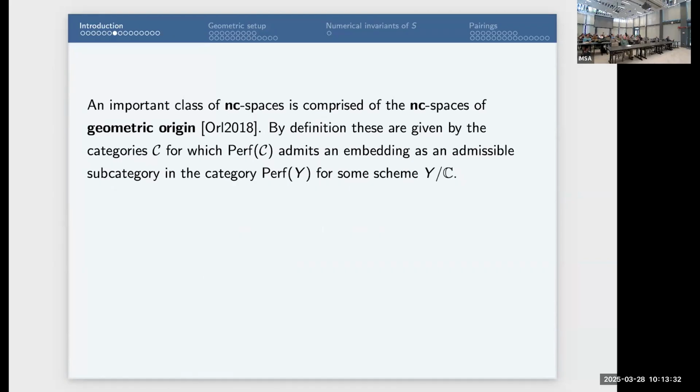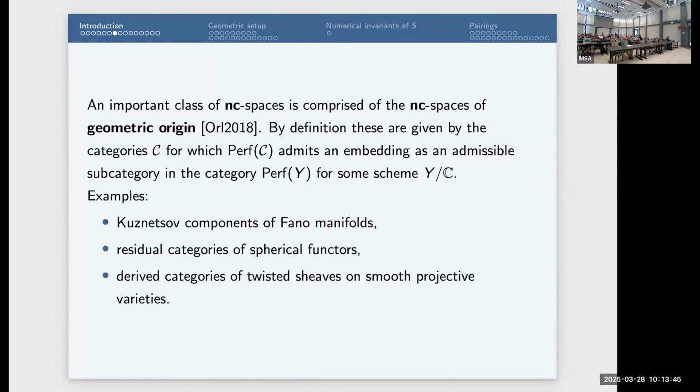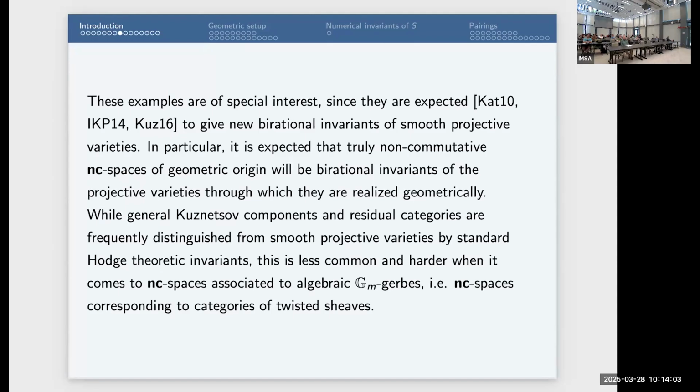Among all the non-commutative spaces, there's an important class, the ones of geometric origin. That means they can be embedded into the derived category of coherent sheaves on some scheme Y. Some of the key examples of those are noncommutative resolutions, residual categories of spherical functors, and derived categories of twisted sheaves on projective varieties. And I'm going to focus on the last one.